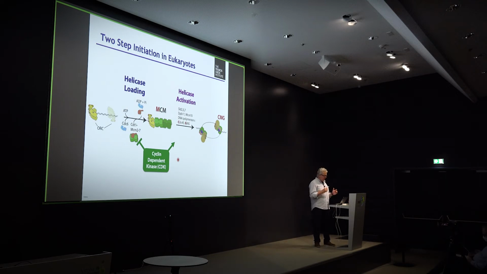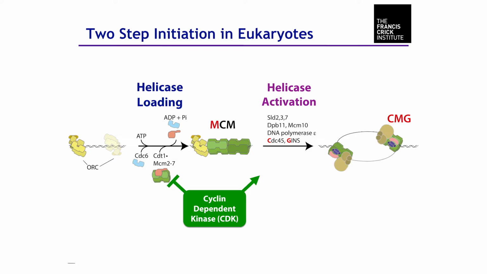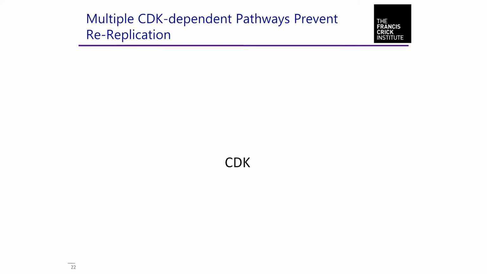Okay, so the reaction basically is that ORC binds DNA, and CDC6, Cdt-1, and MCM get together and load the MCM proteins onto DNA. This is the helicase loading step. Then the helicase activation step involves a whole bunch of other proteins we call firing factors, and in particular CDC45 and GINS, which get stably associated with the MCM complex to make the really active helicase. So I've told you that CDK inhibits the MCM loading process, and it does so in multiple different ways.